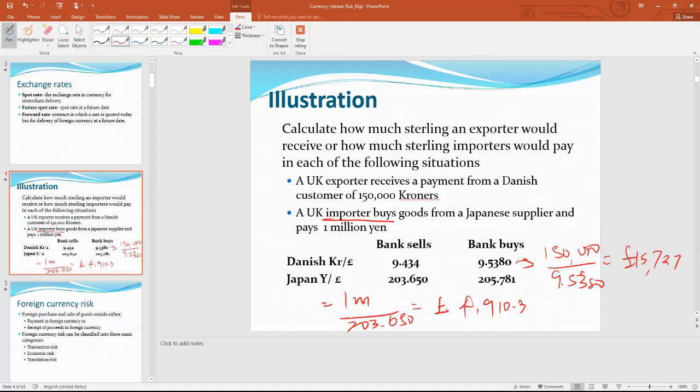Don't forget, if you ever get confused on which quotation to use, whether you should use the sell or the buy rate, simply remember: the house always wins. That's a simple rule that you normally use.